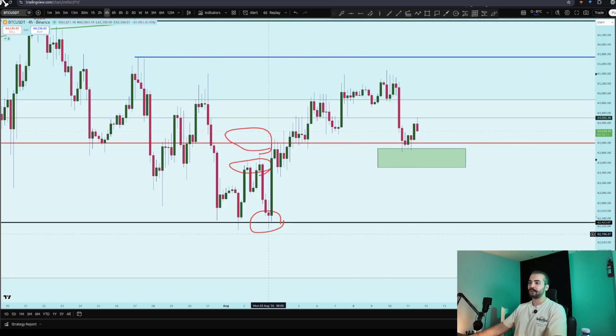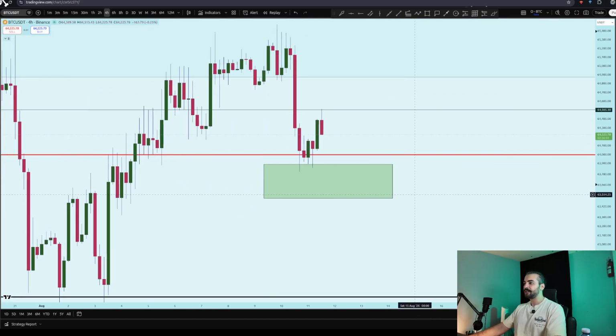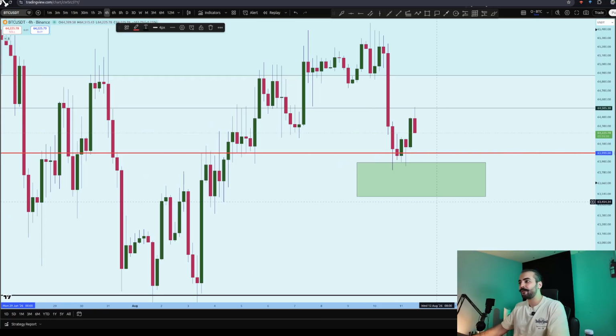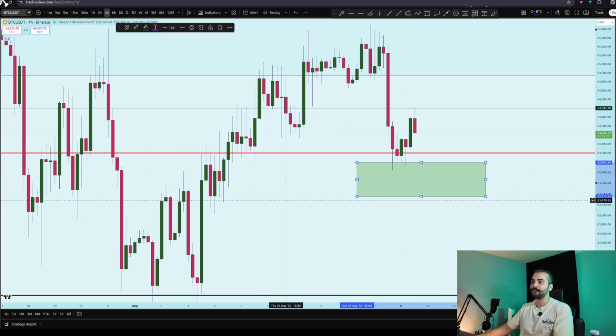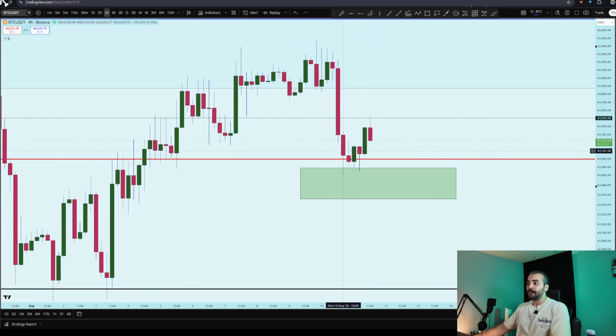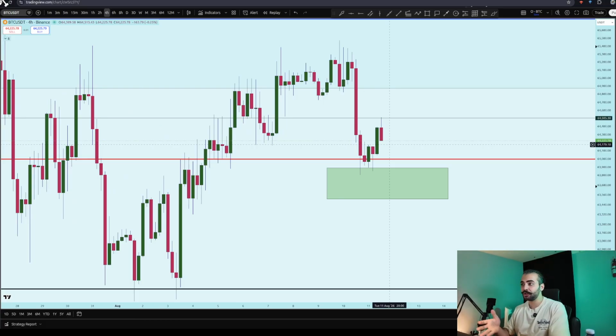I will delete all these drawings here. And I can see that we have two confluences. One of them is this red line, which is from the price action. And we also have this green box, which is from the Fibonacci level that we had. We can see that we hit this and we are moving forward, moving to the top. So this was another good catch for us.